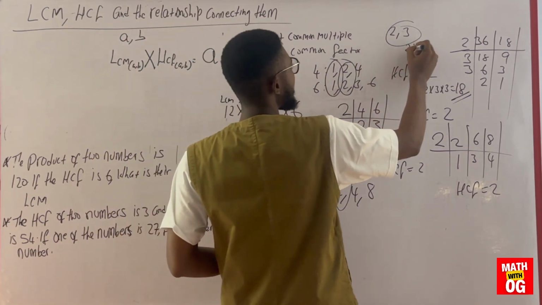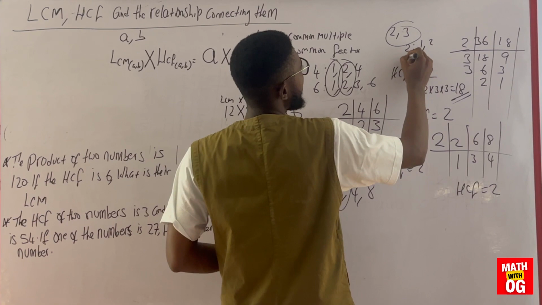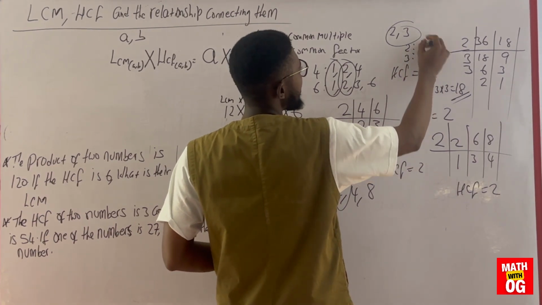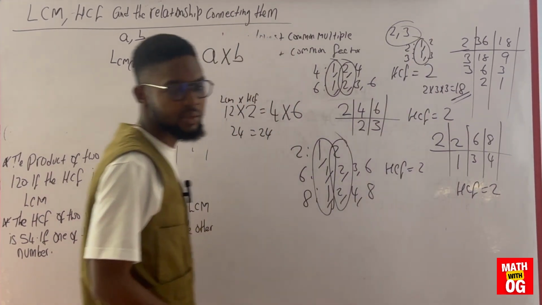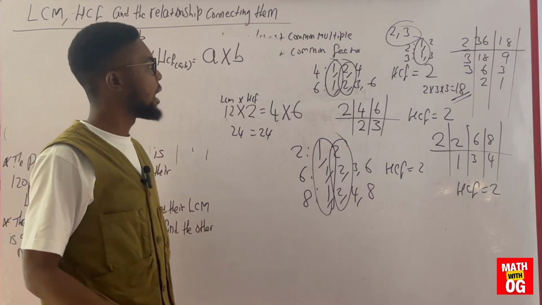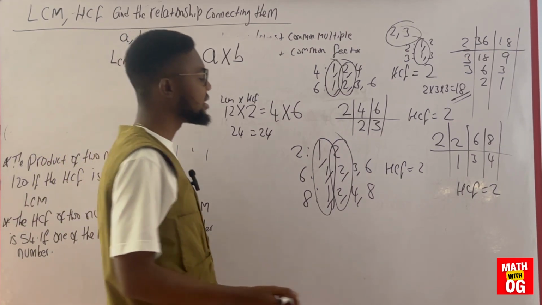If I bring out the factors of 2, I have 1 and 2. Bring out the factors of 3, I have 1 and 3. So this is the highest common factor. You can also see that in the HCF.